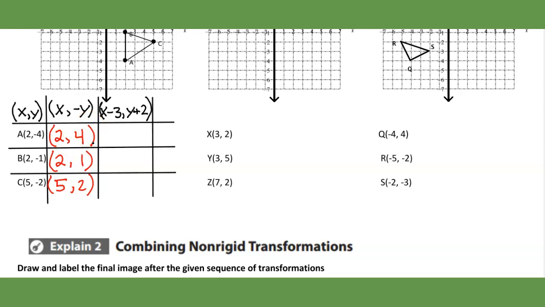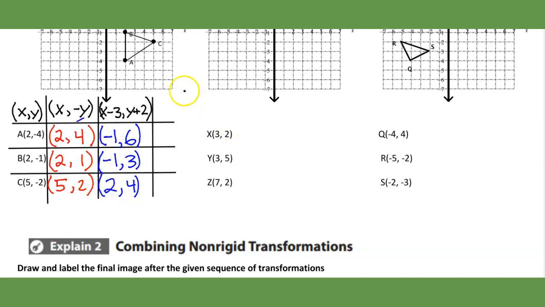And this is where, in the past, we'd normally be done, but now we're going to do one more transformation, which is a translation, 3 to the left and 2 up. So each of these x's I'm going to subtract 3 from. Each of the y's I am going to add 2. So x minus 3. 2 minus 3, negative 1. 4 plus 2 is 6. Then we have 2 minus 3, which is negative 1. And 1 plus 2 is 3. 5 minus 3 is 2, and then 2 plus 2 is 4.